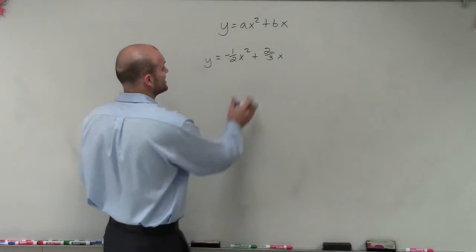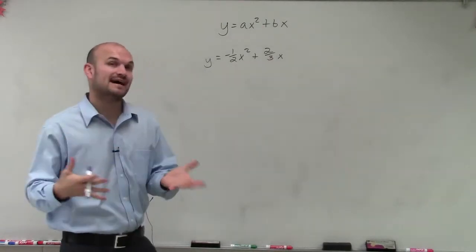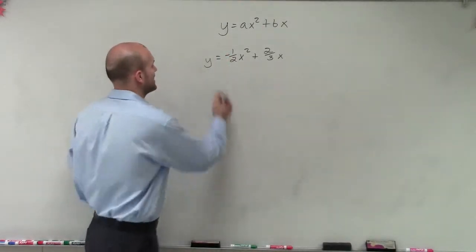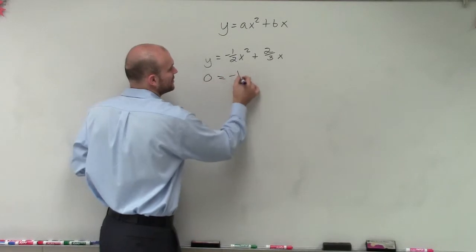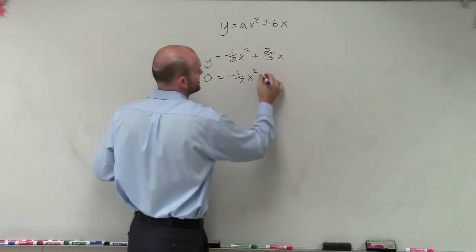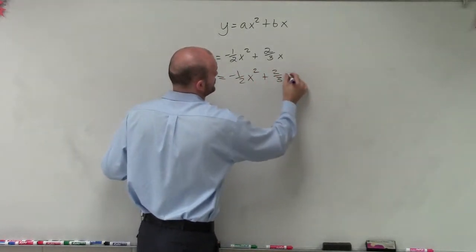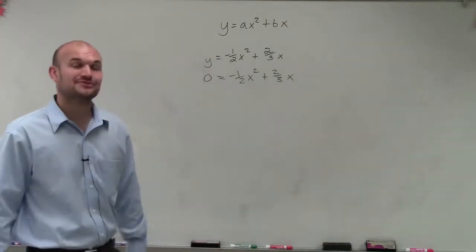Okay, so when I say I want to solve these, that means I want to find the x values when my y equals 0. So I'll rewrite this with the 0. So I have negative 1/2 x squared plus 2/3 x. So now I need to factor it out.